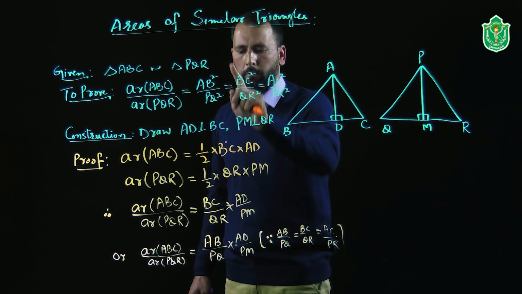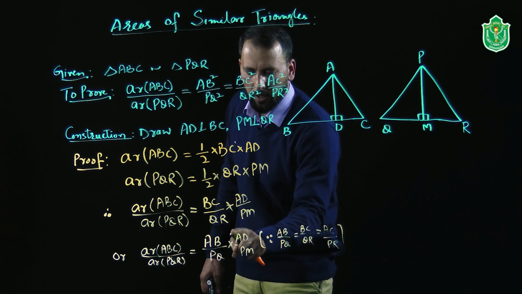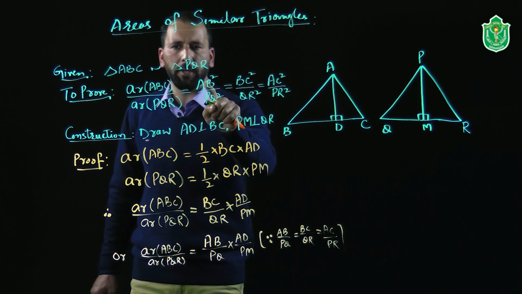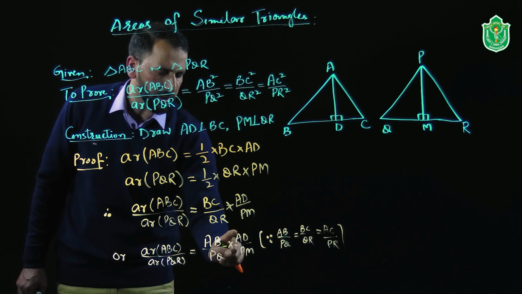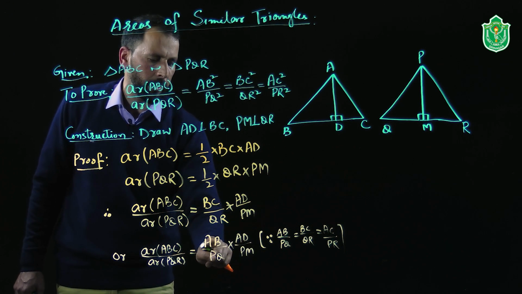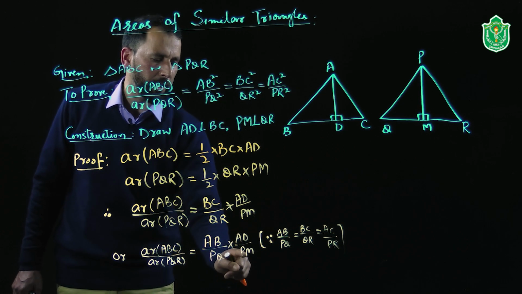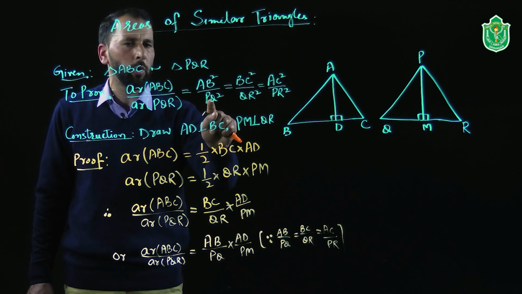But we have here AB by PQ. In this we have the multiplication of AD and PM. So we have to make AB square, but we have here only AB. If we replace AD in terms of AB, then AB into AB is AB square, and if we replace PM by PQ, then PQ and PQ equals PQ square.